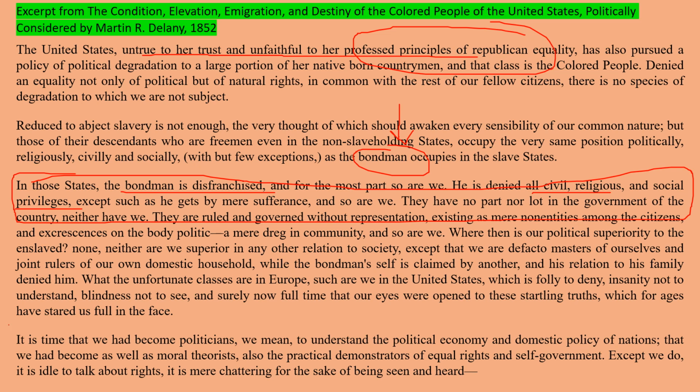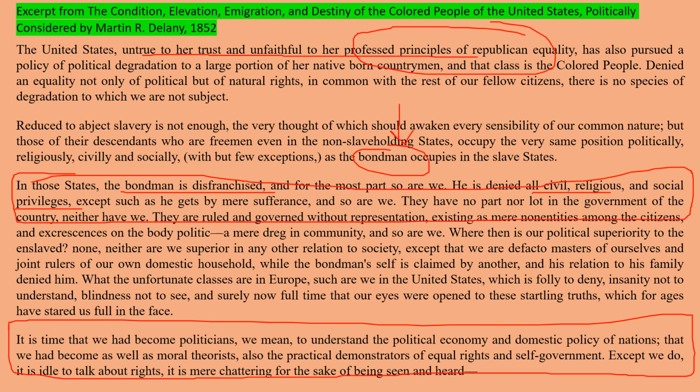And then down here is a solution. The solution is to become politically active to try to change your situation. We had become politicians. We mean to understand the political economy and domestic policy of nations, that we had become as well as moral theorists.